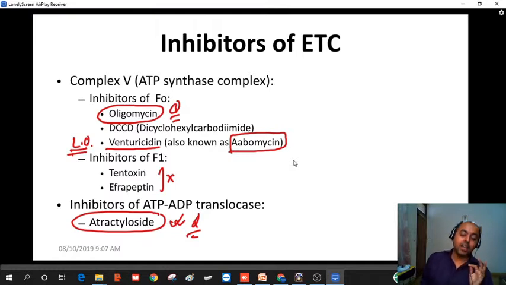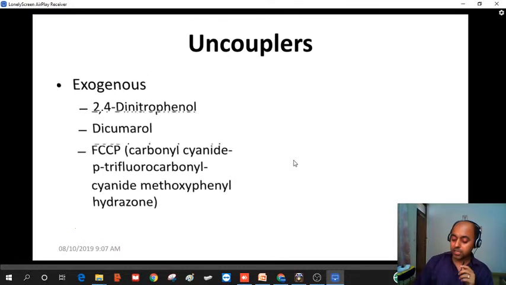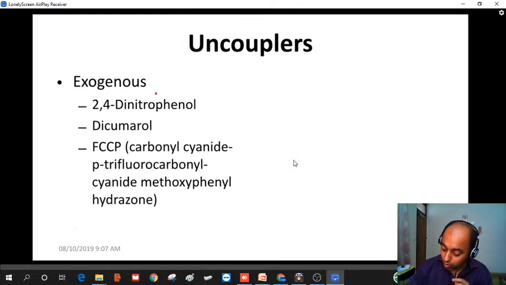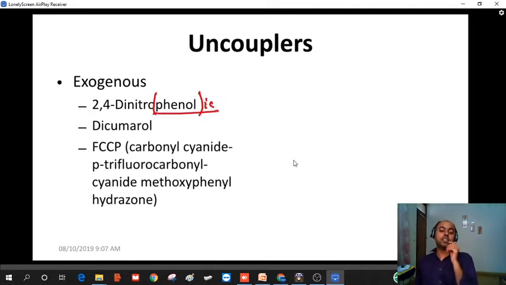In the last slide, I am going to show you the uncouplers, which are able to activate the UCPs, the uncoupling proteins. The uncouplers may be exogenous: all phenolic compounds. Anything ending with phenol is an uncoupler. These two are very important.